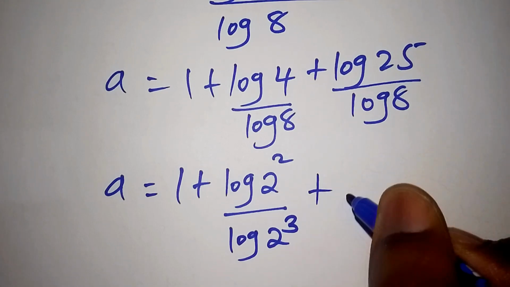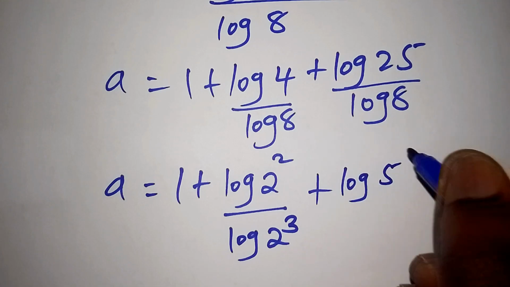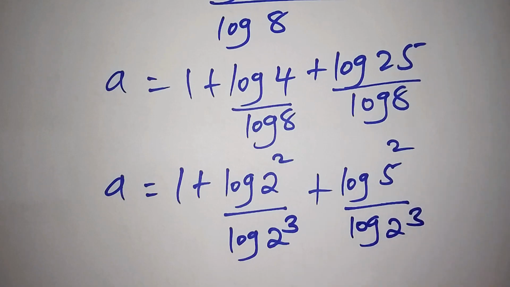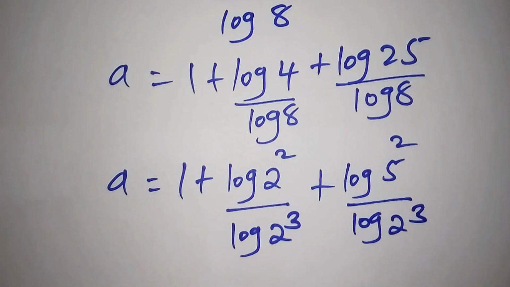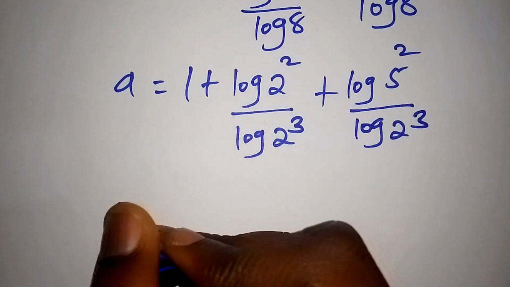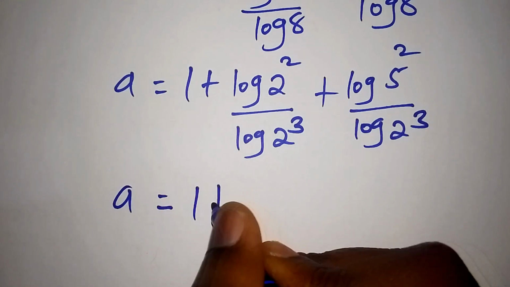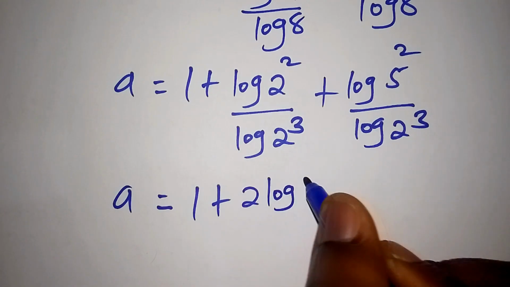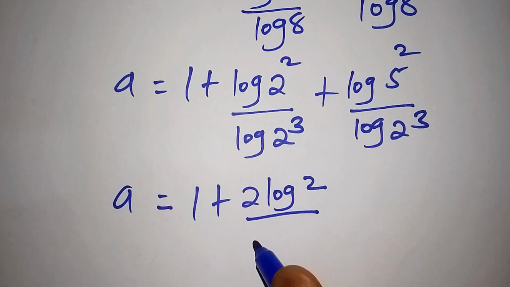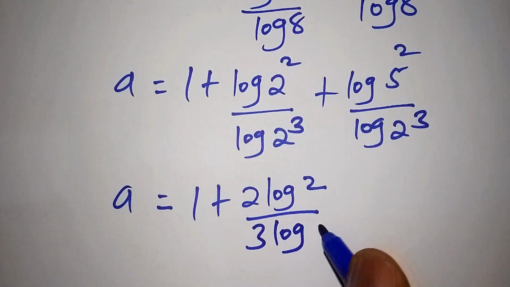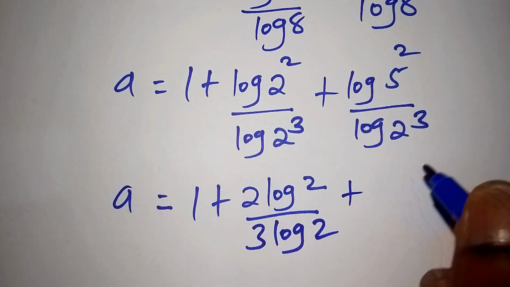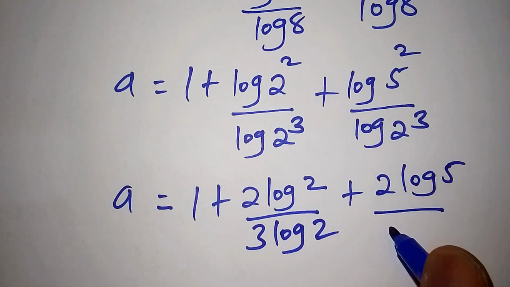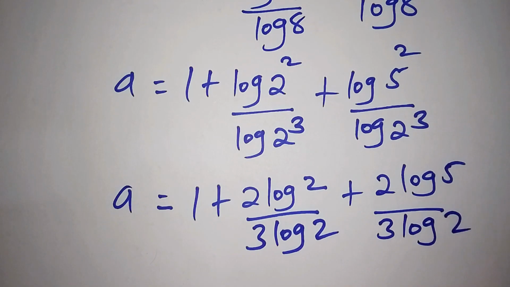Also, the log of 25 can be written as 5 to the power of 2 all over the log of 2 to the power of 3. Now we move to the next step, where our a is equal to 1 plus the log of 2 to the power of 2, which can be written as 2 log 2, all over 3 log 2, plus 2 log 5 all over 3 log 2.